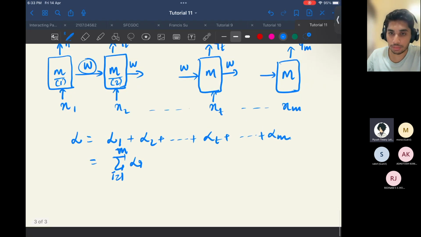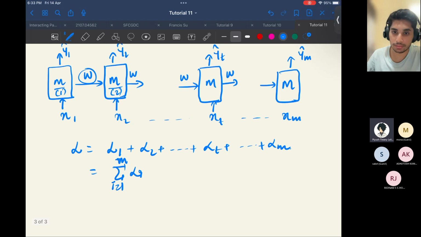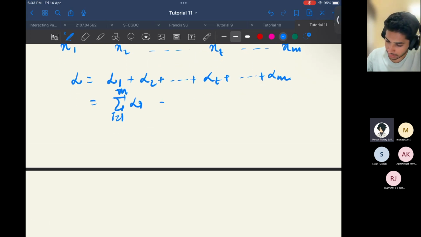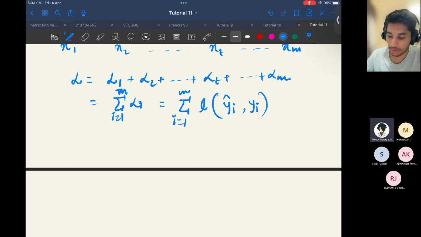So I hope this was clear. There's nothing much to look at here. Okay, so let me go one step ahead. What will this loss function look like? This will be i equal to 1 to m of some loss function. Let me denote it by small l, l of yi hat and yi. This is how it would look.